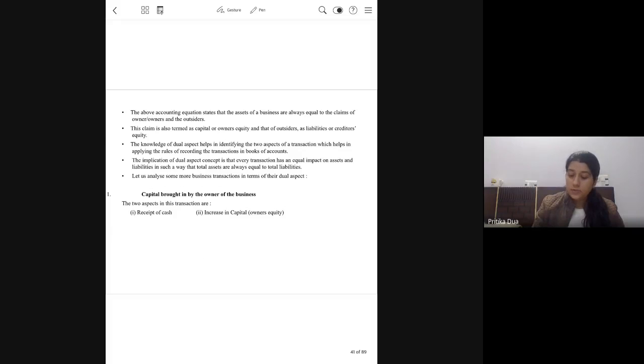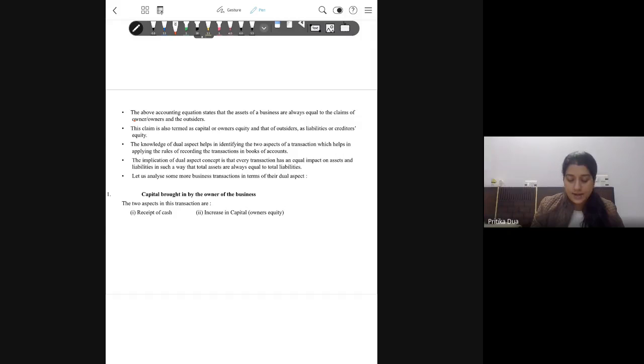The above equation states that assets are always equal to the claims of owners and the outsiders. तो ओनर्स के जो क्लेम होते हैं वो उसको हम बोलते हैं कैपिटल, और जो आउटसाइडर्स के क्लेम होते हैं उसको हम बोलते हैं लाइबिलिटीज.